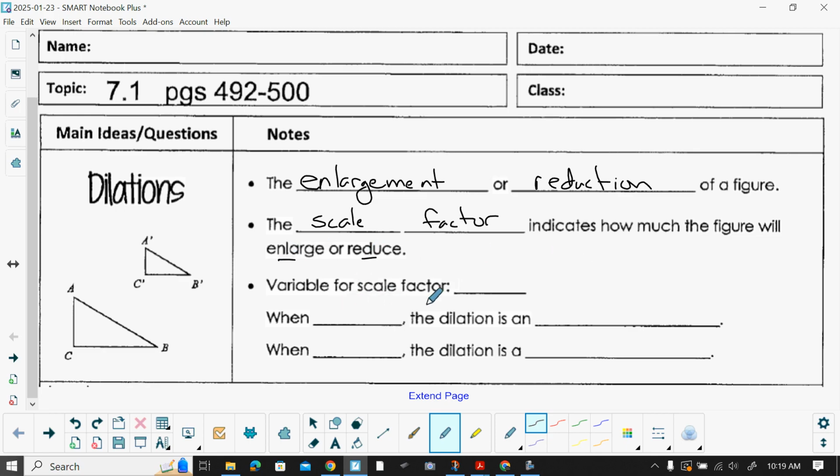The variable for a scale factor that we're going to use in this unit is the letter K. We're always going to use a K to represent whatever the scale factor is. When the K, that scale factor, is a number larger than 1, the dilation is an enlargement. When the scale factor is a number smaller than 1, the dilation is a reduction. If it was equal to 1, that means it's not changing at all, right? And that makes sense if you think about it for a moment.